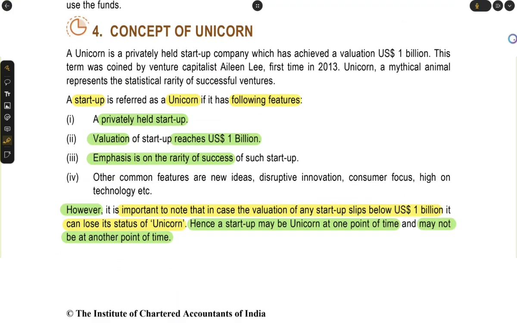Okay, then the concept of unicorn. A startup is referred to as a unicorn if it has the following features. First, it is a privately held startup whose valuation reaches USD 1 billion. Okay, and the emphasis is only on the rarity of success. Other common features are a new idea, disruptive innovation, consumer focus, high technology, etc.